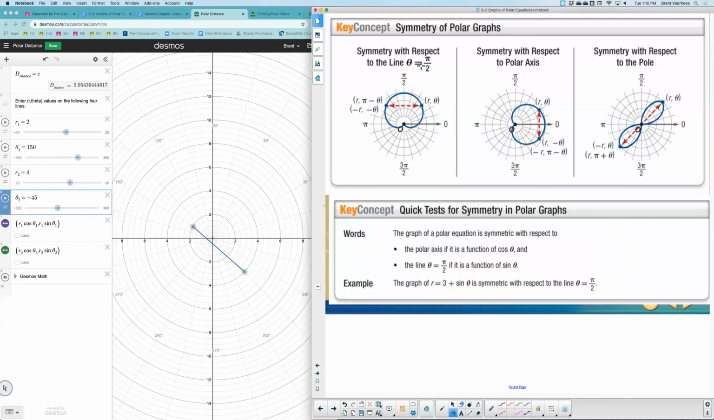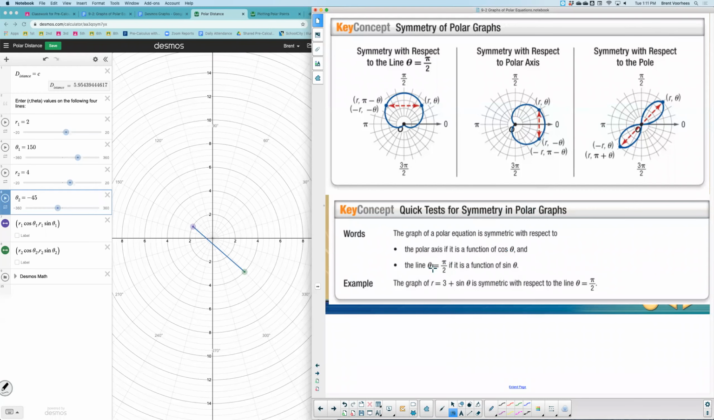The symmetry that we specifically are going to be talking about is whether it's with the line pi over 2, or the polar axis, or I should say not the line, the pole pi over 2, or symmetry with respect to a different pole coming through. So we'll see that as we go along.